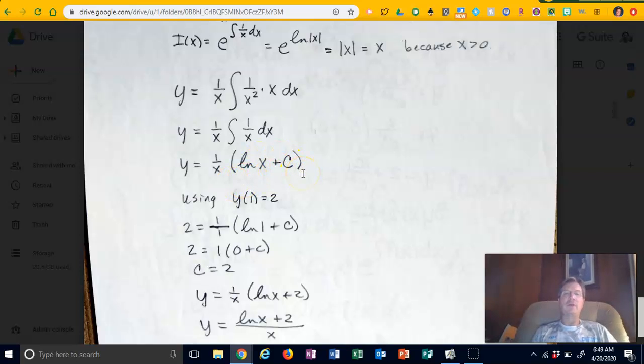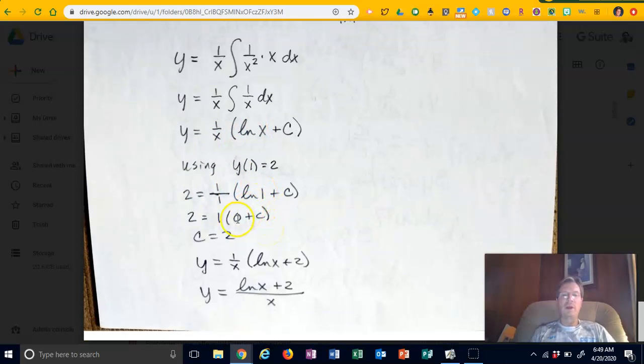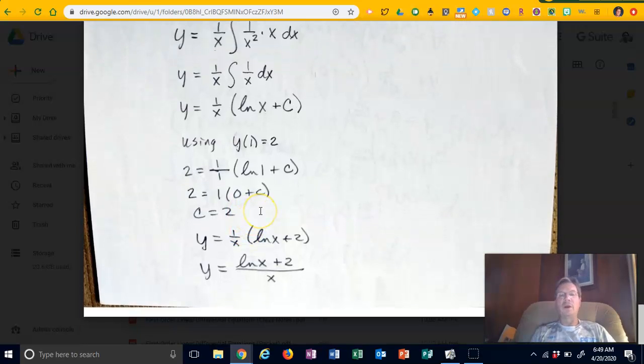And we go ahead and try to figure out what c is, since we do have some initial conditions. We're going to use that y is equal to 2 when x is 1. So I put in 2 for y, 1 for x. I know the natural log of 1 is 0. So I get 2 is equal to 1 times 0 plus c, or c. So c must be 2. Our constant of integration must be 2.